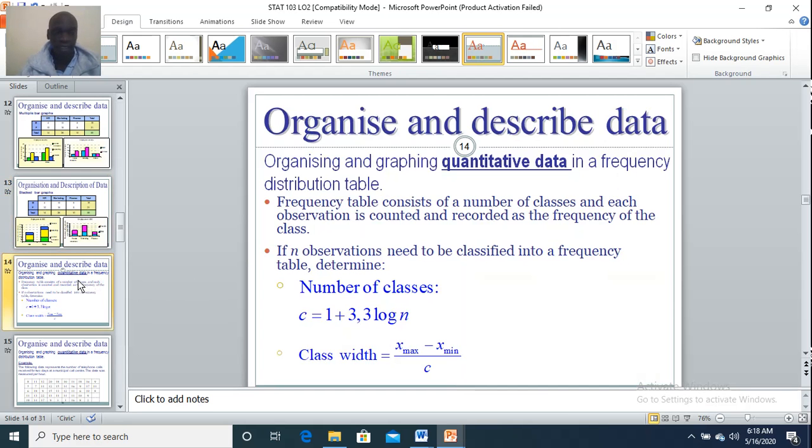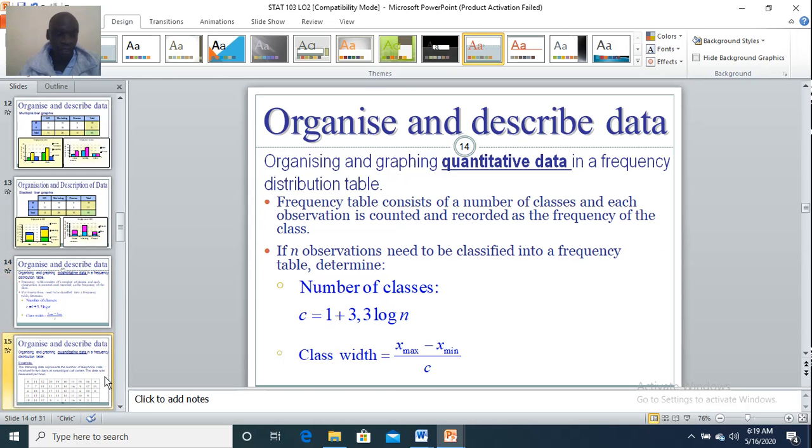Now remember, we are dealing with numbers separate. We can try to come up with a grouped data. Let's say we are given individual numbers, then we want to make groups. So this is how you do the number of classes. C is equal to 1 plus 3.3 log n. This log is in the calculator, so you punch it. If you have 50, then C is equal to 1 plus 3.3 log 50.